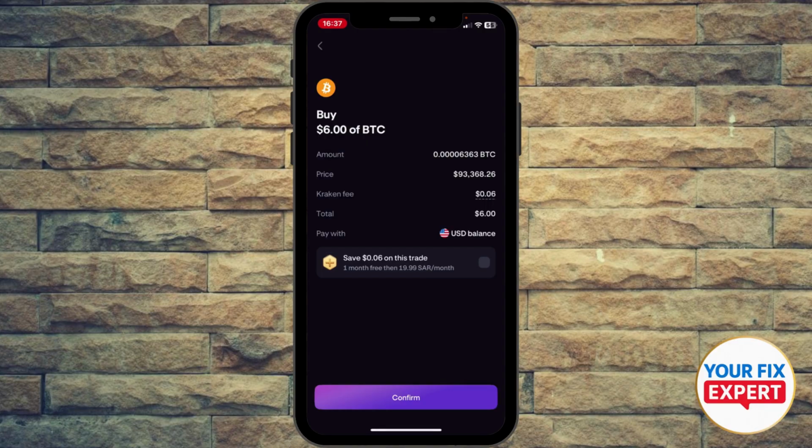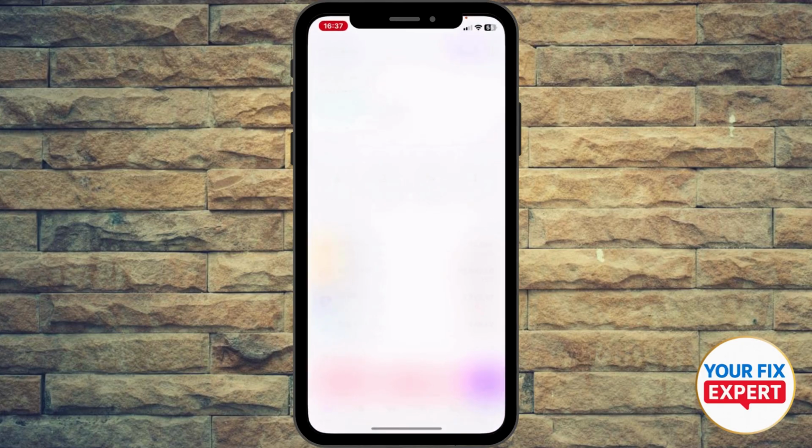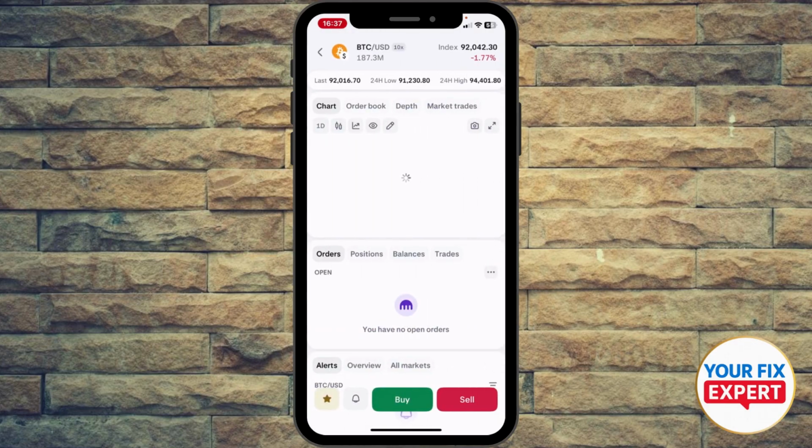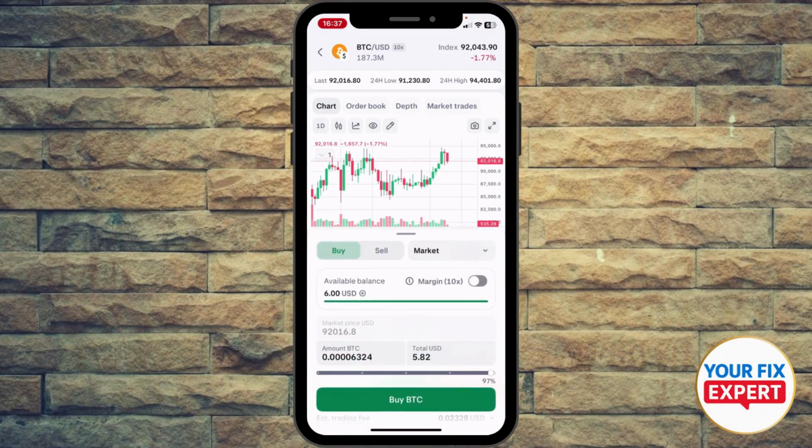Okay. But if you want to open a position on Kraken, you need to use the Kraken Pro. So I'm gonna go back to my screen and use Kraken Pro. Right. Select your desired asset pair. Choose an order type. Let's say I'm gonna buy. And instead of market, I'm gonna use limit order.